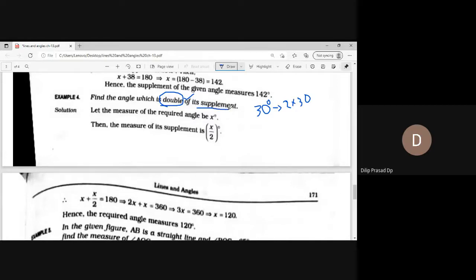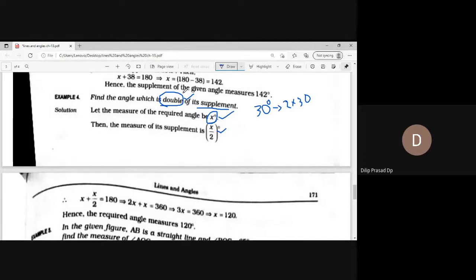So how to find it out? See this. Let the measure of the required angle be x. If the required angle is x, then the measure of its supplement will be x by 2. Why x by 2?